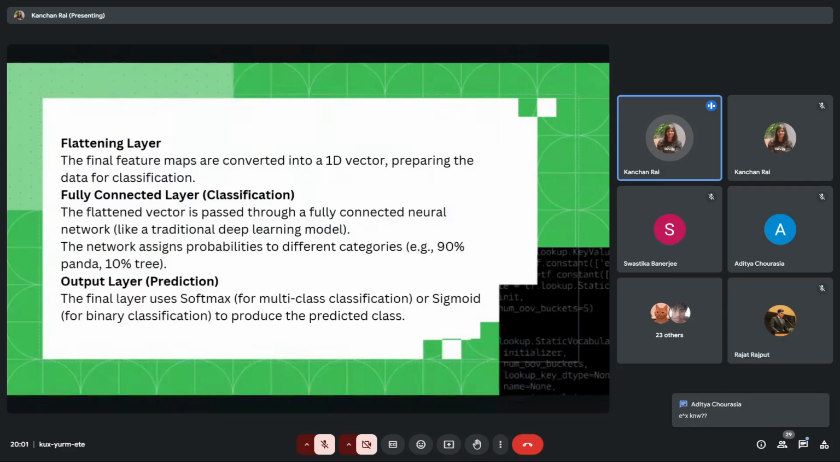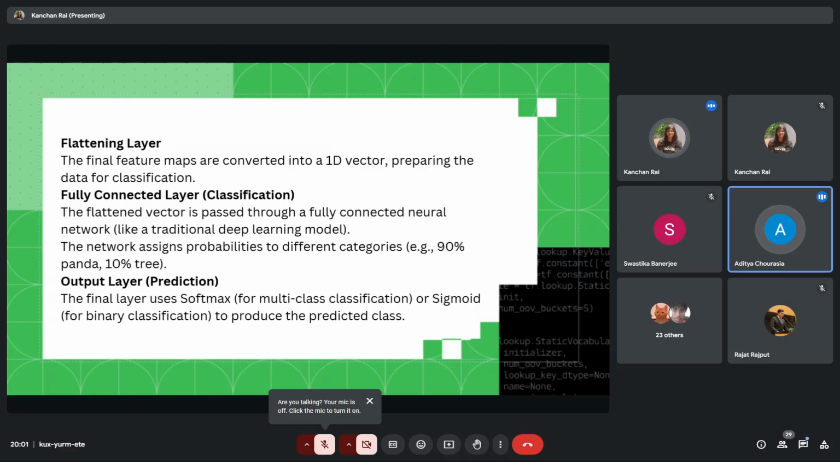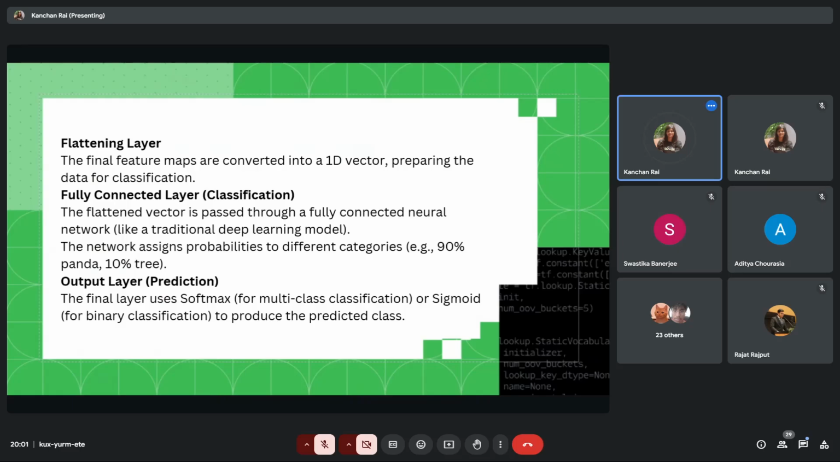E raised to power x. Aditya, what's your doubt? He messaged 1 by 1 plus e to the power minus x. So I was rechecking, it's x, not minus x. Then sigmoid for binary classification to produce the predicted class. Binary classification is yes or no type of problems, or cat or dog type of problems. Understood?